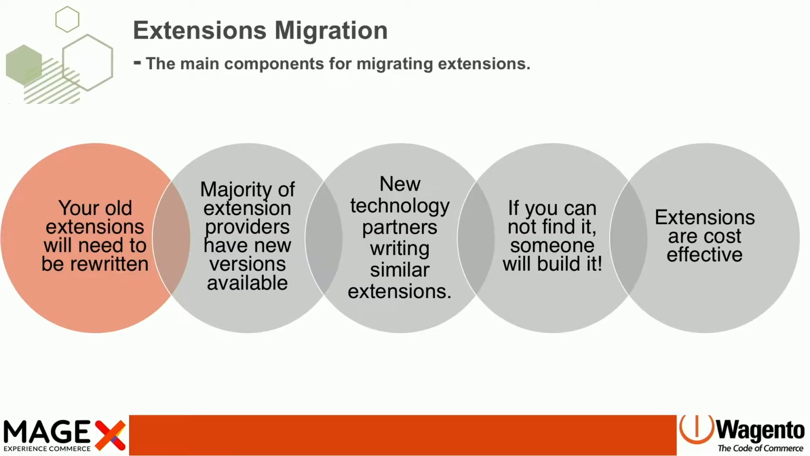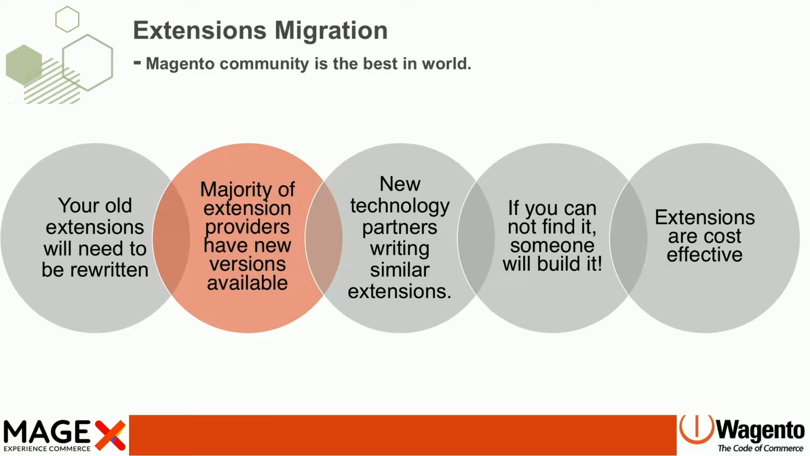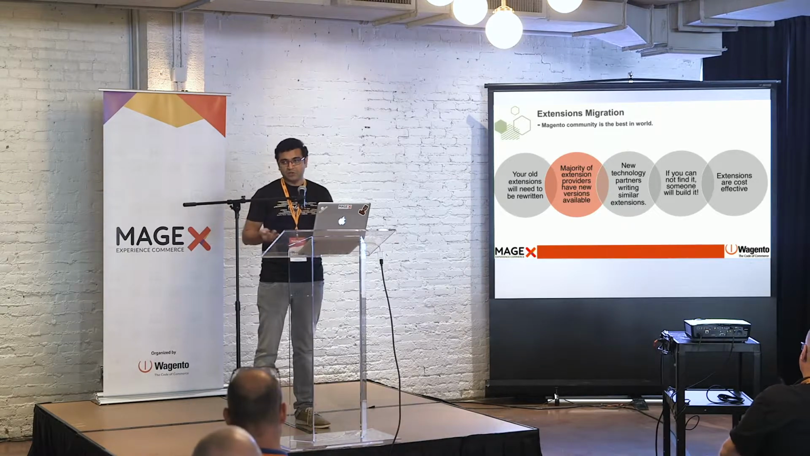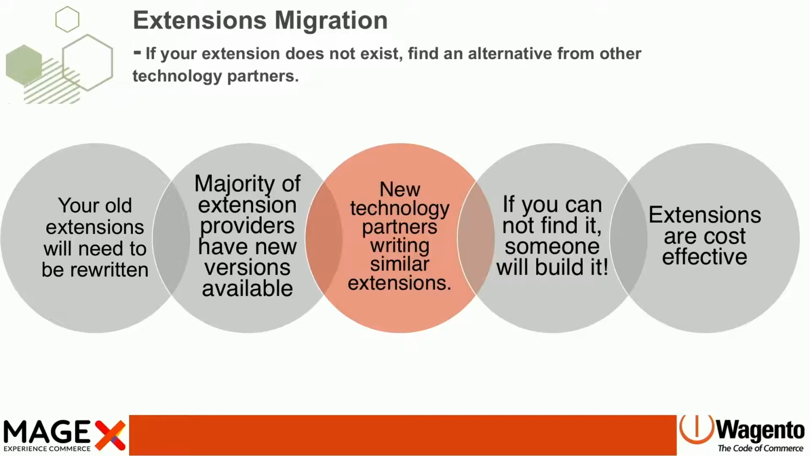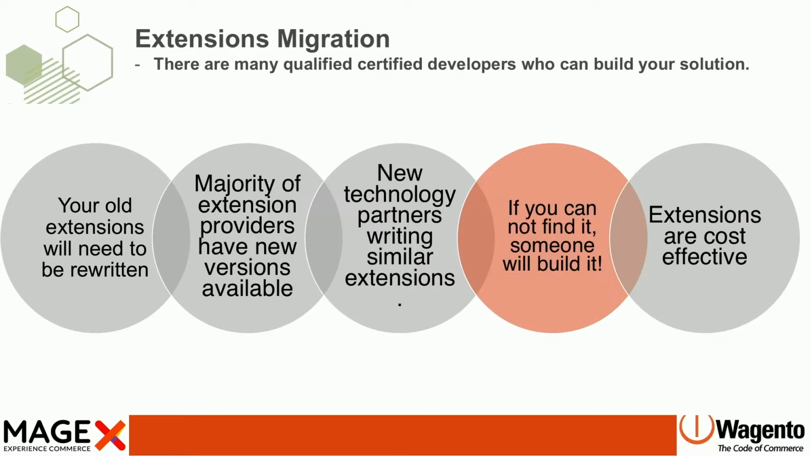Then there is extension migration. These are the key things you need to take care of when planning extension migration. Your old extensions are definitely not going to work, so you need to either rewrite them or find them in the marketplace. The majority of extension providers have new versions available that you can use in your Magento 2 store. There are also new technology partners available now, so you can get more extensions and expand your Magento 2 features using a technology partner's extension. If you do not find one, someone can build your extension. A solution partner is always available to build the extension for you.